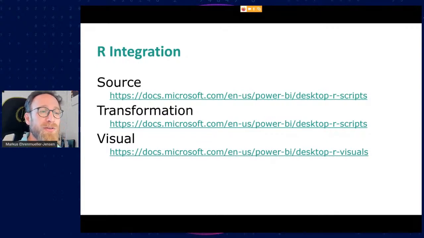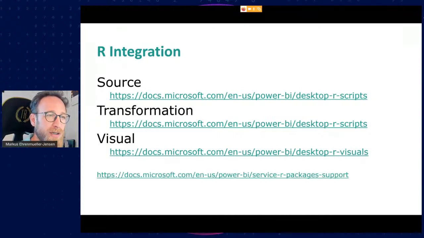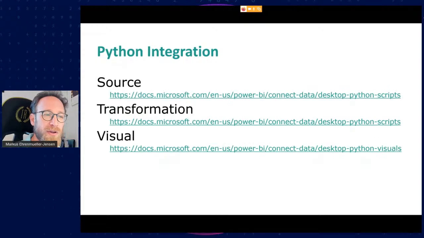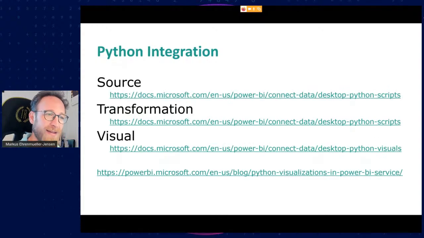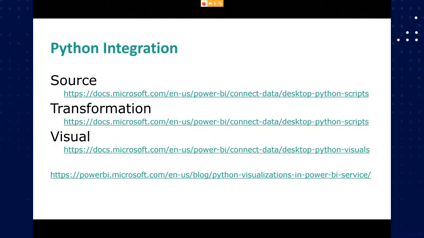Our integration, we have seen one thing, the visual. I did not show you that you can also have an R integration as a source and as a transformation in Power Query. Check out those links if you want to learn more about that. And the same is true for the Python integration. We've seen the visual, and this is also available as a transformation and source in Power BI Power Query.